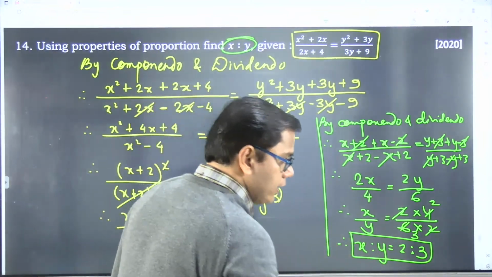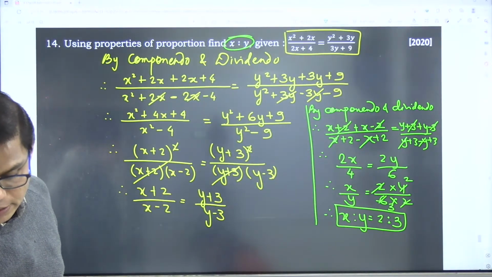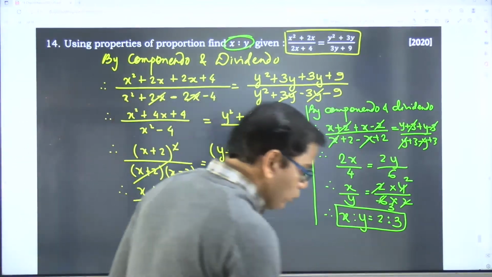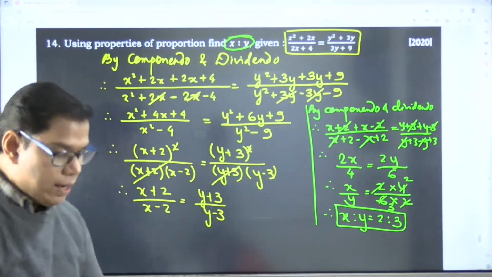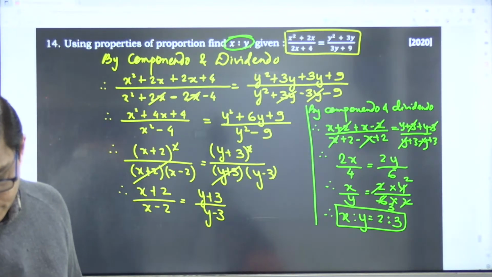Isn't it? Are you getting same answer? Any doubt, any difficulty? Yes, Dishita Joshi, the x is to y is 2:3. Correct na? 2:3. One last question, that's it. One last question and that's it. Right?